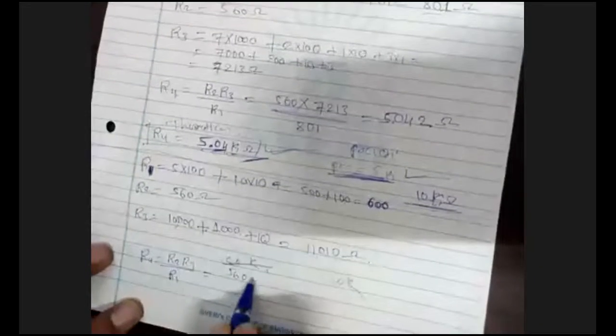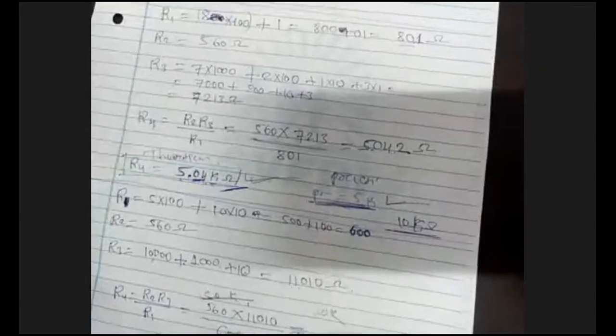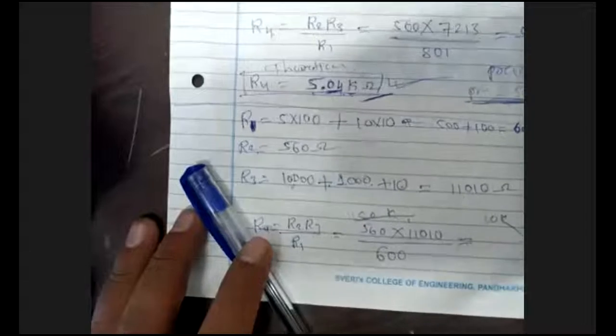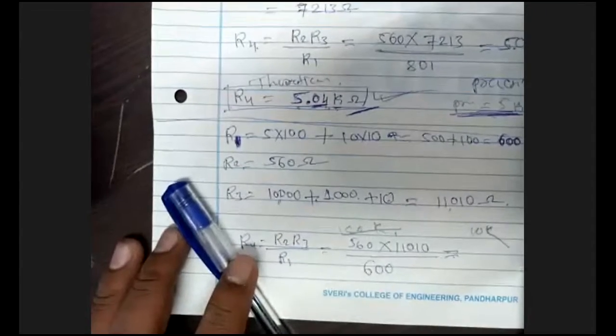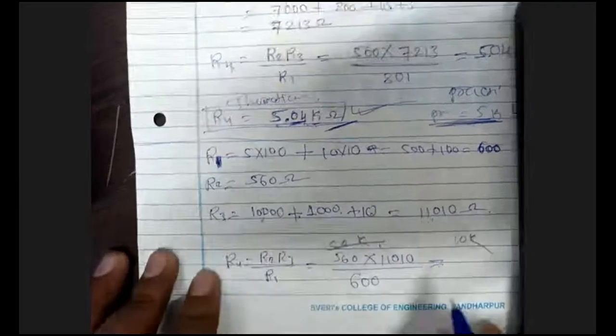R2 equal to 560. R3 equal to 11,010, divided by 600. Calculate it. 560 into 11,010 divided by 600. How much did you get? 10,276, that is 10,000 plus 276. 10.2 kilo ohm. We can write like this. 10.2 kilo ohm, we can write this one.